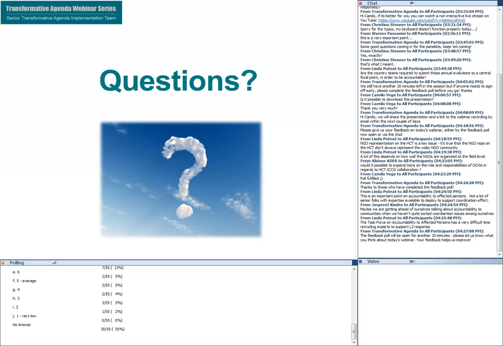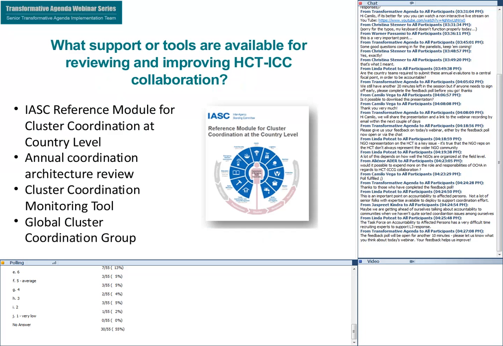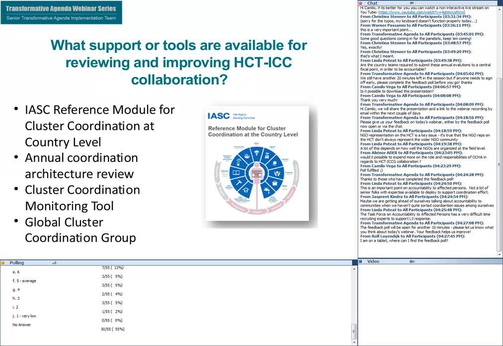So perhaps before we leave and give our panelists the final few words, I'd like to just point out that there are different resources available to country offices that do require support to review and to improve HCT and intercluster coordination collaboration. I would remind you of the IASC reference module for cluster coordination at country level. We talked about it today, the importance of having an annual coordination architecture review to make sure that the coordination in the country is fit for purpose, that it's aligned to the strategic objectives of the humanitarian response plan.